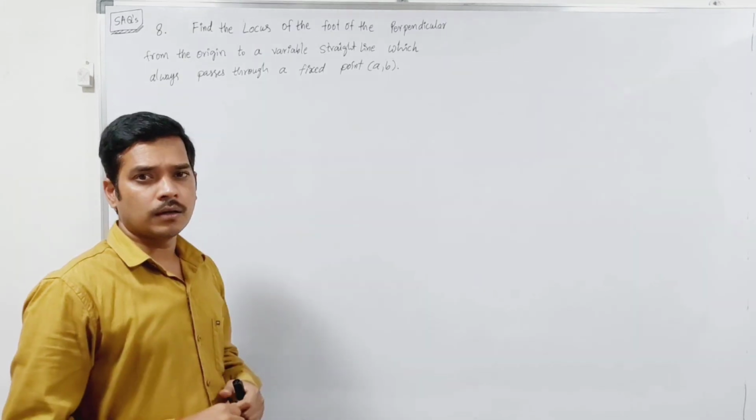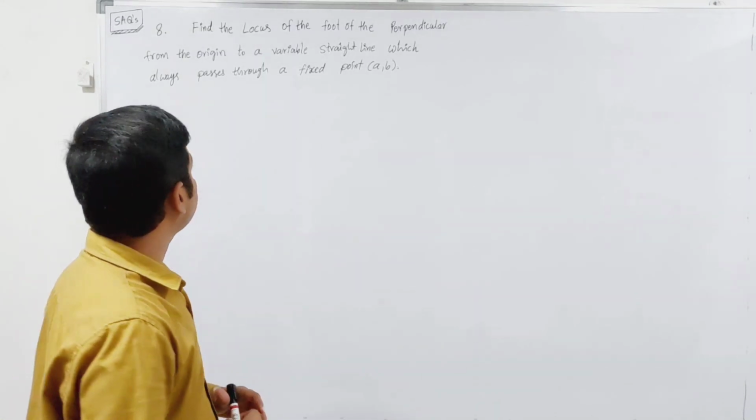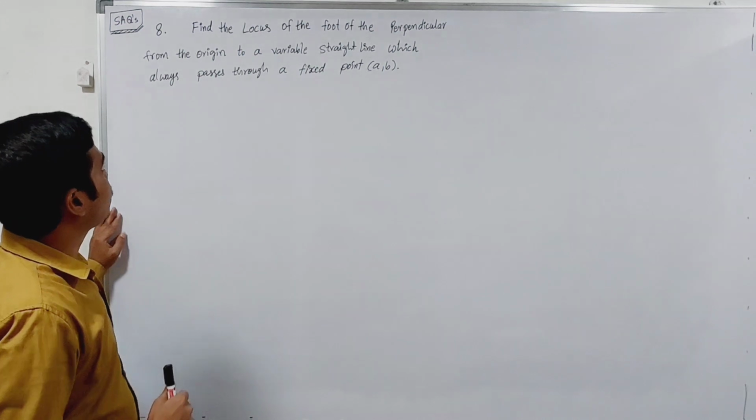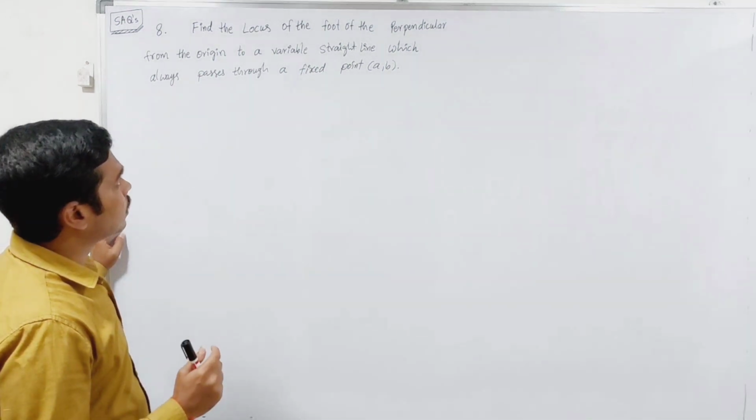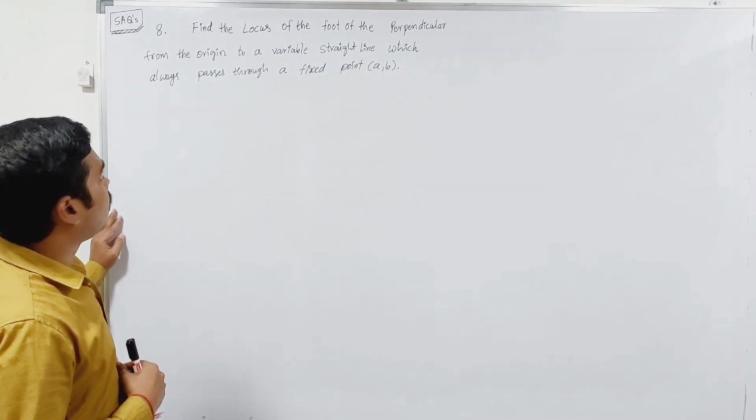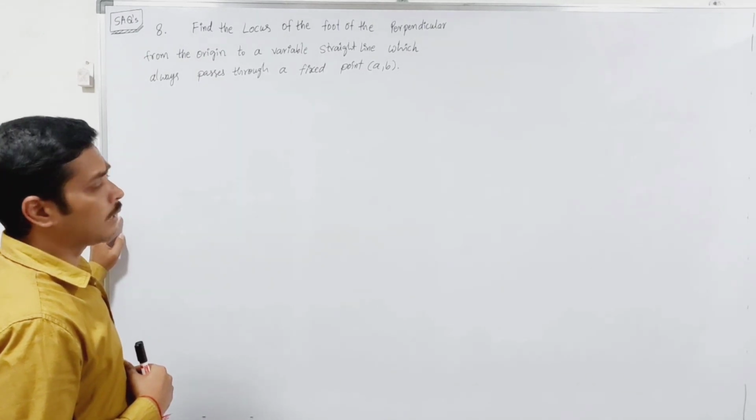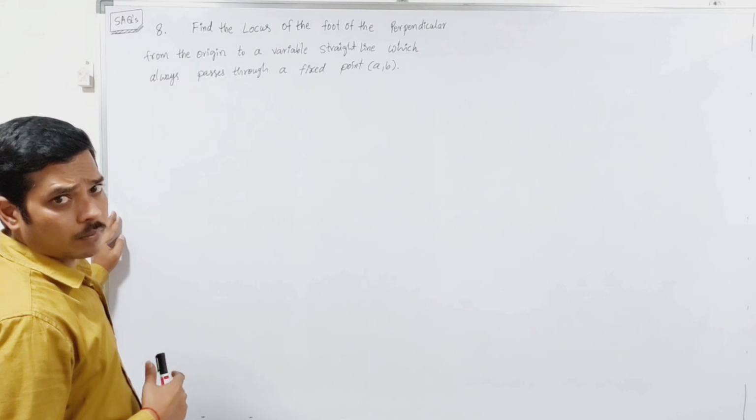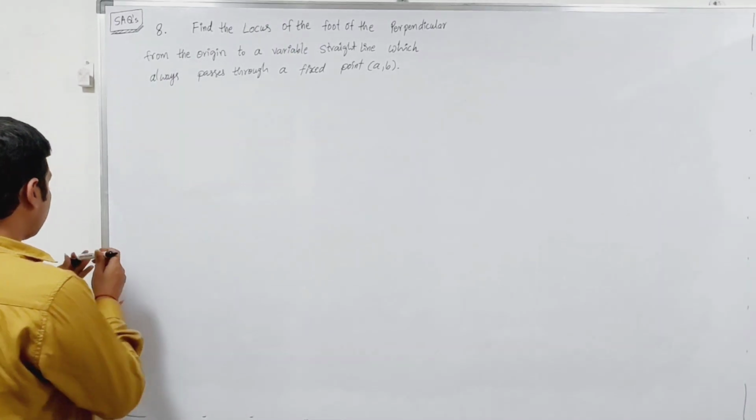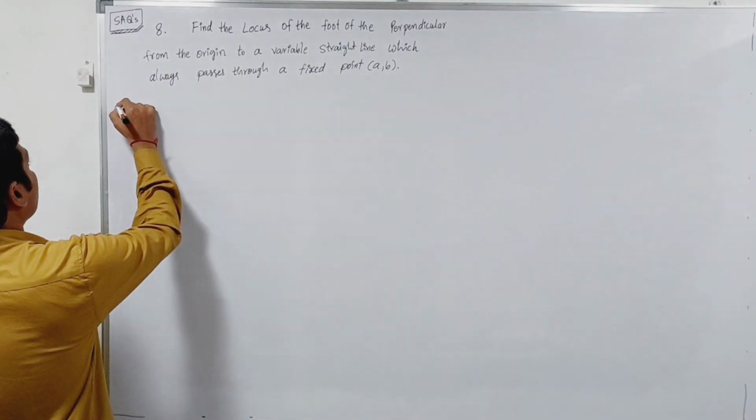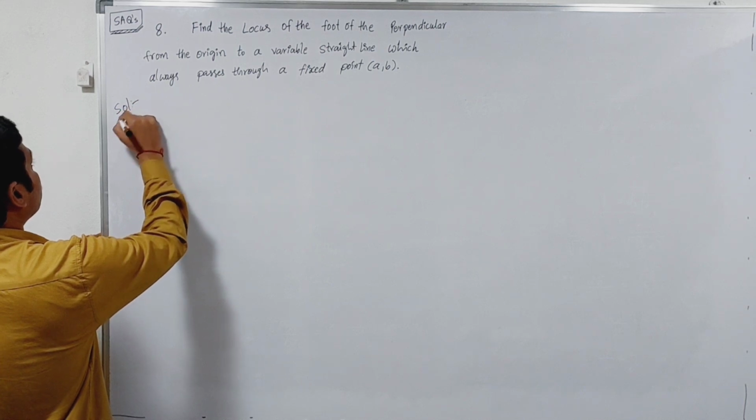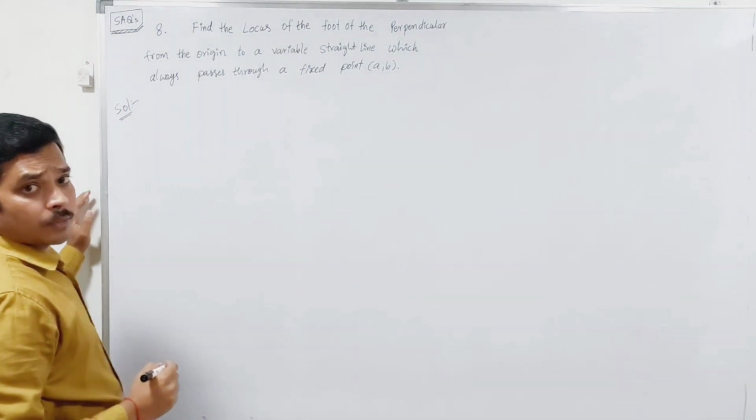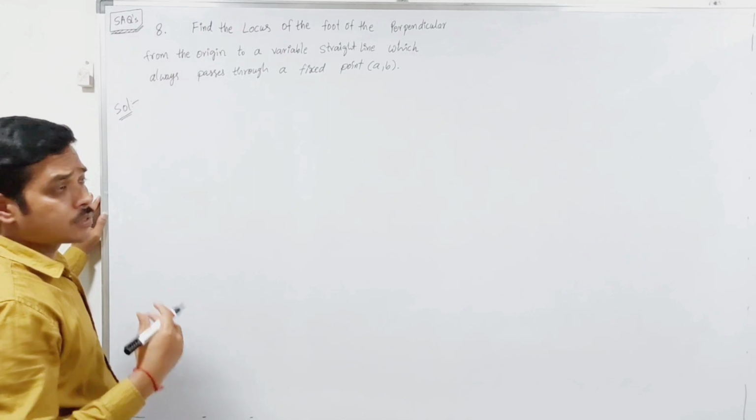Okay. Now, 8th problem from straight lines SAQs. In this problem, find the locus of the foot of the perpendicular from the origin to a variable straight line which always passes through a fixed point (a, b). In this problem, we have to find out the locus of the foot of the perpendicular from the origin to a variable line.